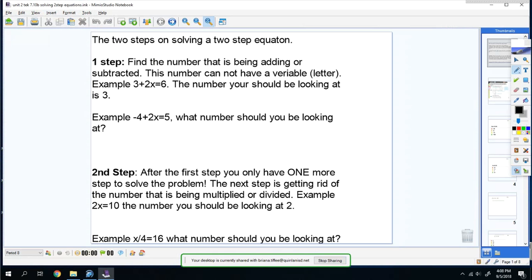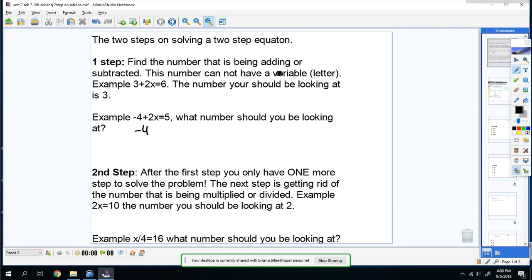So the first step is usually you find the number that is being added or subtracted. This number cannot have a variable, which means a letter. Example, 3 plus 2x equals 6, and the number you should be looking at is 3. So an example of negative 4 plus 2x equals 5, what number should you be looking at? You should be looking at negative 4.